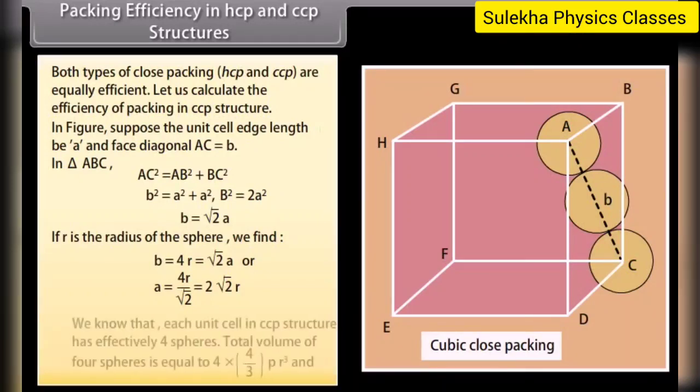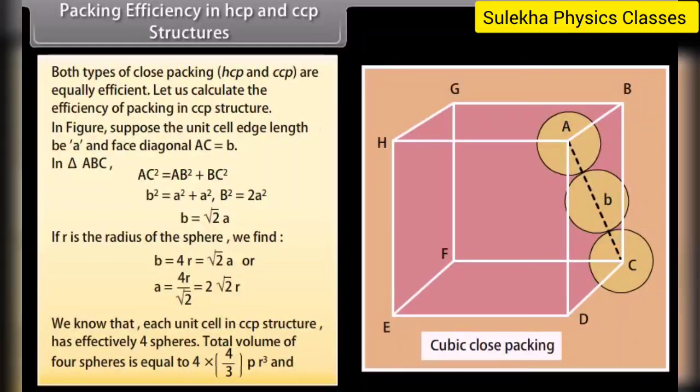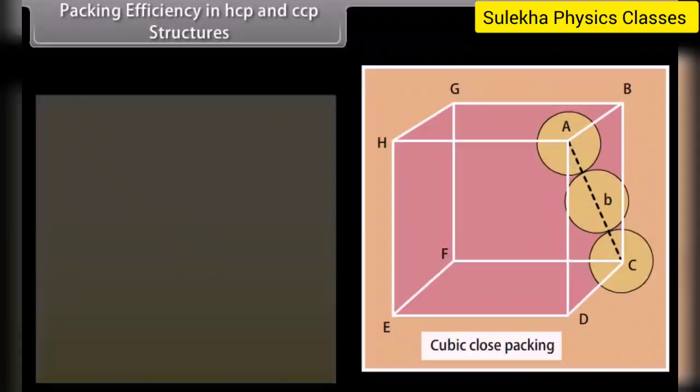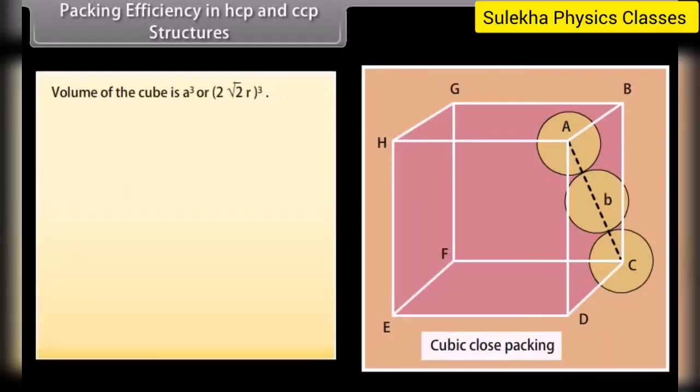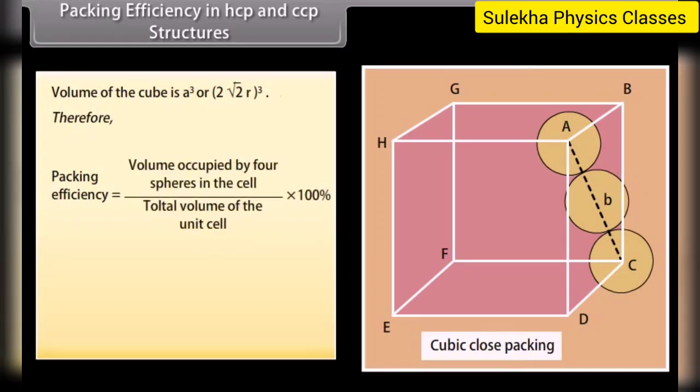We know that each unit cell in CCP structure has effectively 4 spheres. Total volume of 4 spheres is equal to 4 into 4/3 pi r cube, and volume of the cube is a cube or (2 square root 2 r) cube. Therefore, packing efficiency is equal to volume occupied by 4 spheres in the cell into 100 upon total volume of the unit cell, which is equal to 4 into 4/3 pi r cube into 100 upon (2 square root 2 r) cube, which is equal to 74%.